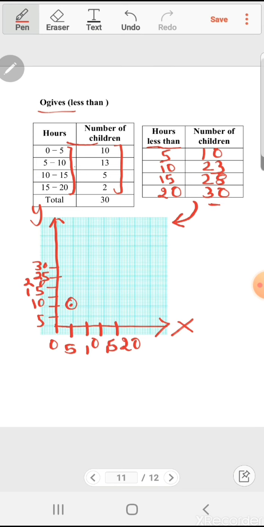So corresponding to 5, the frequency is 10. I will mark it here. Corresponding to 10, frequency is 23. Corresponding to 15, the frequency is 28. Corresponding to 20, frequency is 30. So by joining these points, I get a less than ogive.